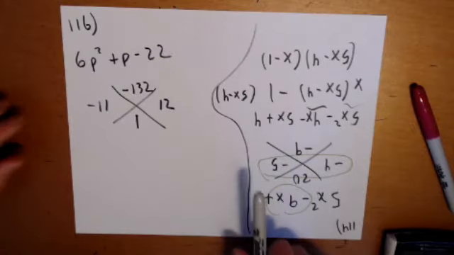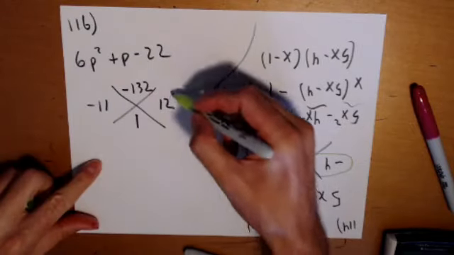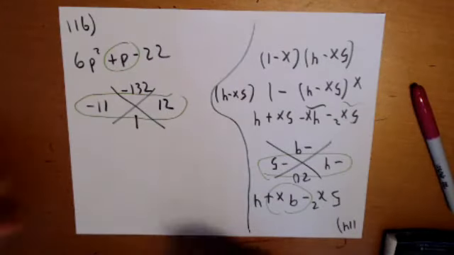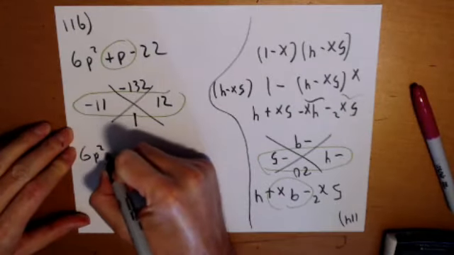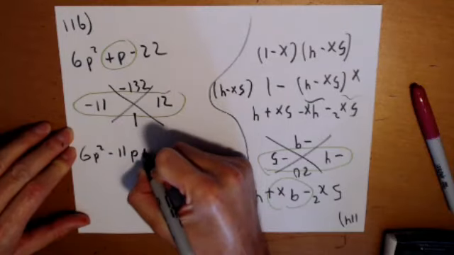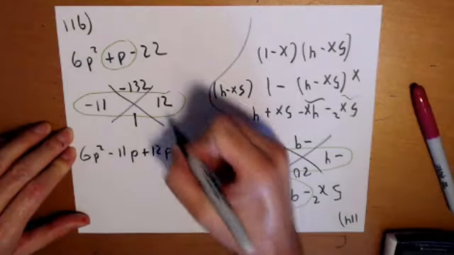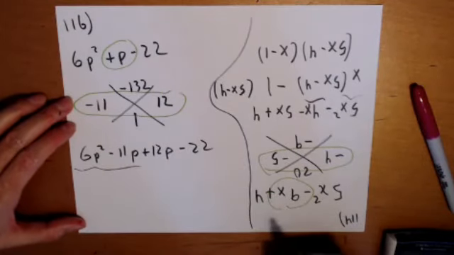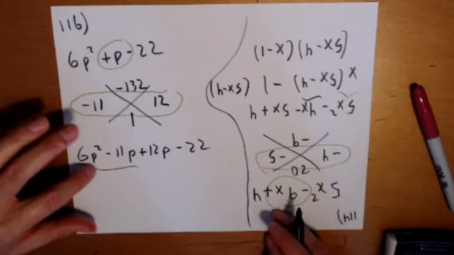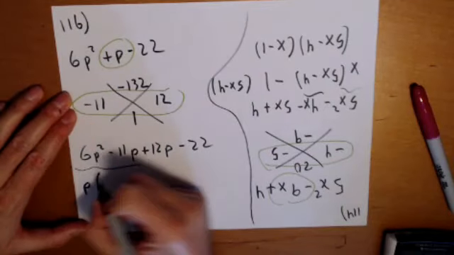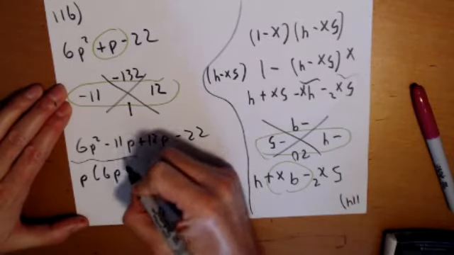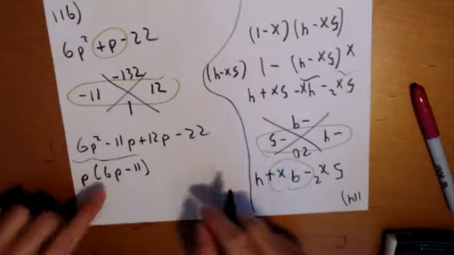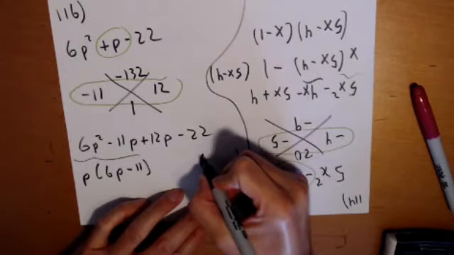Okay. So now that I have that, I'm just going to swap out right there. So let's rewrite things. 6p squared minus 11p plus 12p. Don't forget the minus 22. Okay, focus on the first two. What can I yank out? 6 and 11, nothing. P squared and p, just a p. P, 6p minus 11. And I know that's going to show up over here, so why don't I just kind of cheat and put it right there already?